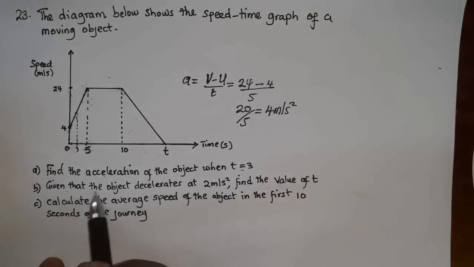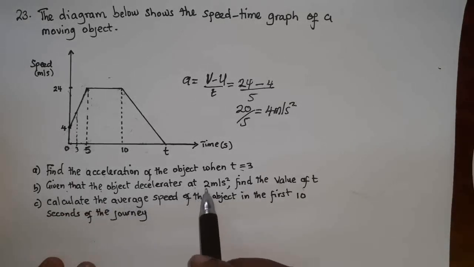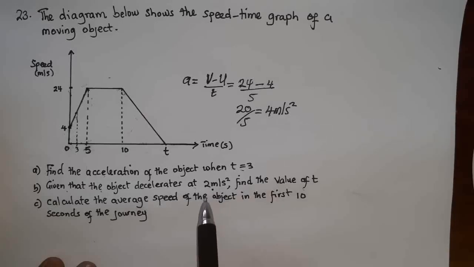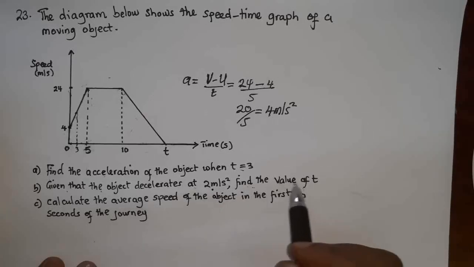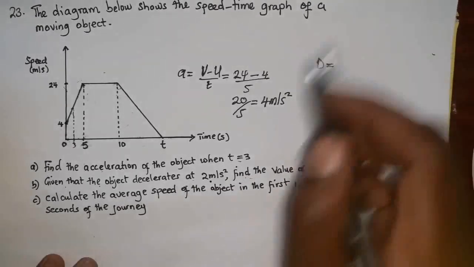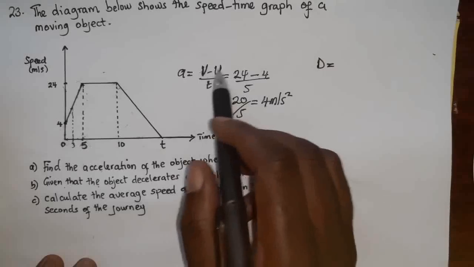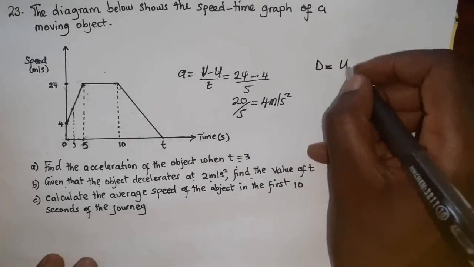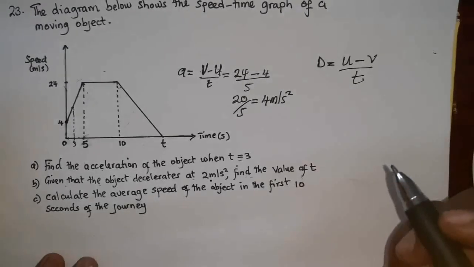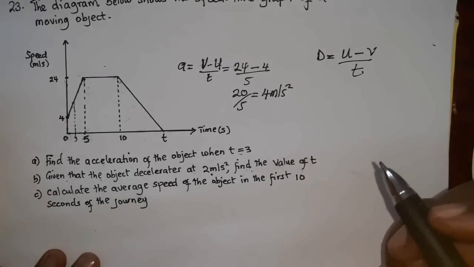Given that the object decelerates at 2 meters per second squared, find the value of t. So we are looking at deceleration. For deceleration, what I do is I just swap this. It's the opposite, isn't it? Initial minus final over time.